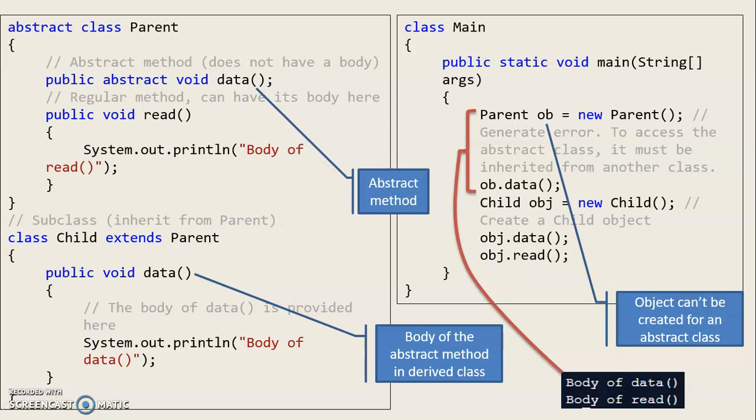So always remember, an abstract class is a class that cannot be executed because we can't create an object corresponding to that class. An abstract method is a method that has only a declaration. The body will not be there in the same class; the body will be there in the subclass. So this is data abstraction.